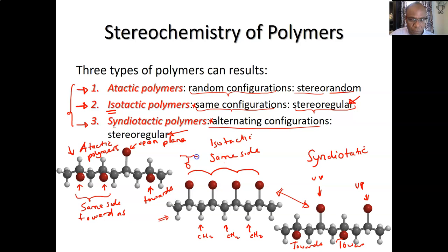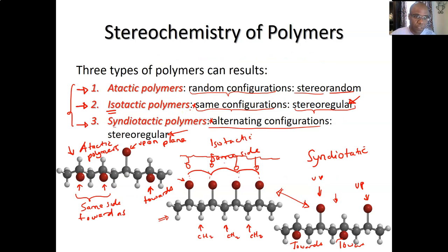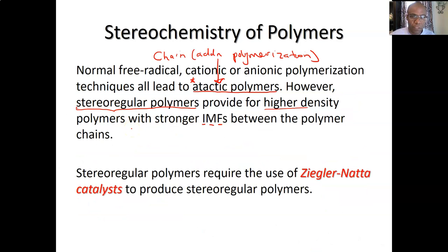So let's say you have another polymer up here. Let me just summarize it so you can see what I mean. If these red balls were OHs, you can imagine how you can get very many hydrogen bonds as compared to here where the OHs are misaligned. Similarly here, you get more hydrogen bonding than in atactic. So the IMFs between the stereoregular polymers, which could be isotactic or syndiotactic, will be stronger than where you have atactic polymers, where there's so much randomness.